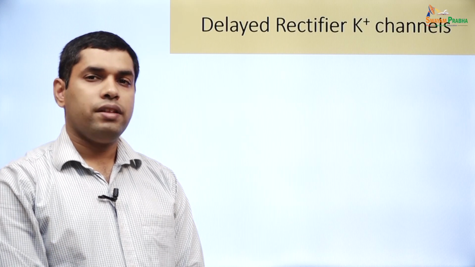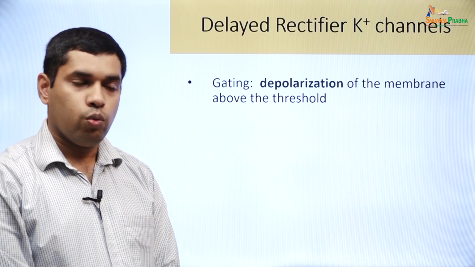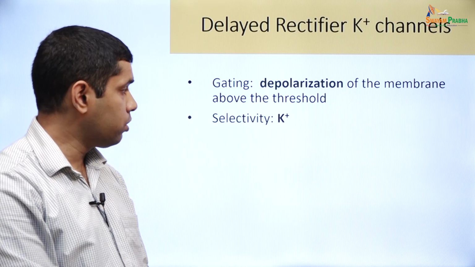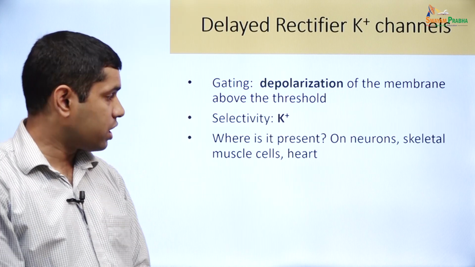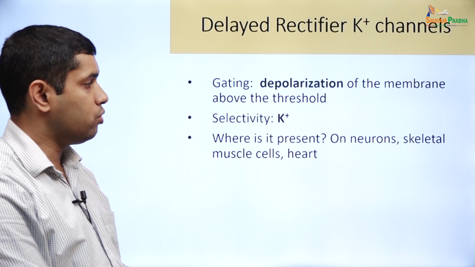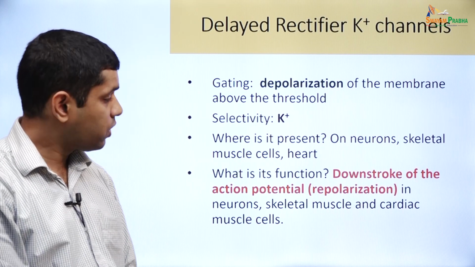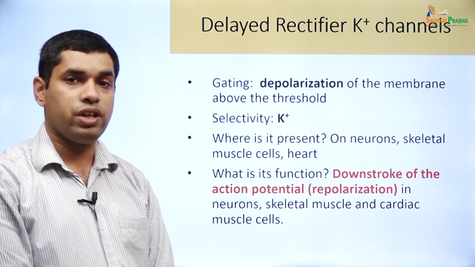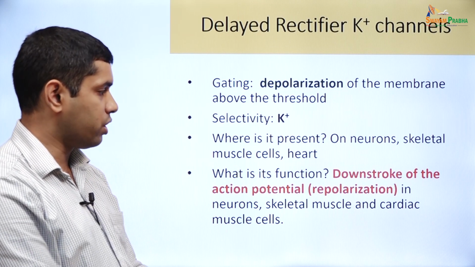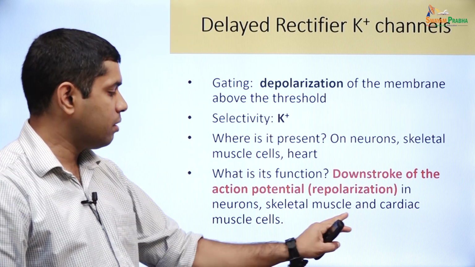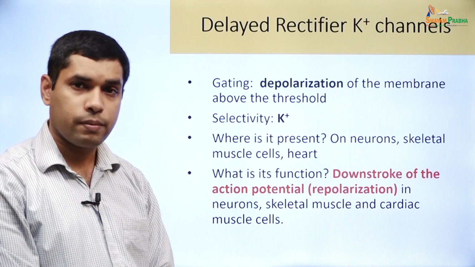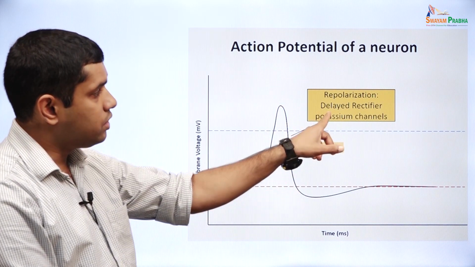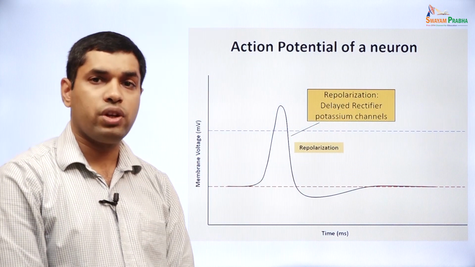Let us now discuss the delayed rectifier potassium channel. What do we know about it? We know that it's gated by depolarization of the membrane above the threshold. Its selectivity is for potassium. Where is it present? It's present on neurons, skeletal muscles, and in the heart. What is its function? This is important for the downstroke of the action potential, or repolarization of the action potential. This is seen in neurons, skeletal muscles, and in cardiac muscle cells. So if we look at the action potential, the repolarization is because of opening of delayed rectifier potassium channels.